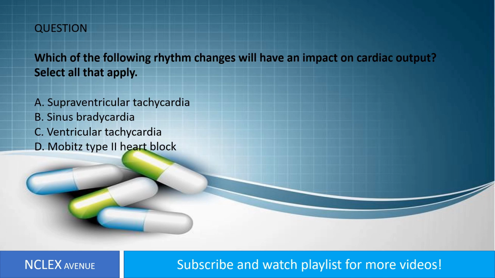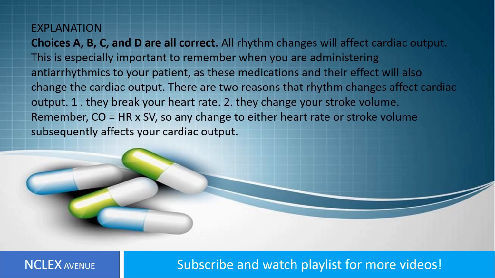Question. Which of the following rhythm changes will have an impact on cardiac output? Select all that apply. A. Supraventricular tachycardia. B. Sinus bradycardia. C. Ventricular tachycardia. D. Mobitz type 2 heart block. Explanation. Choices A, B, C, and D are all correct.